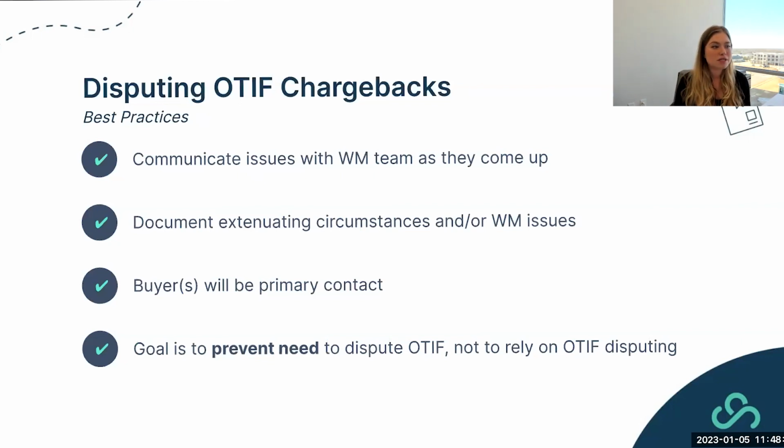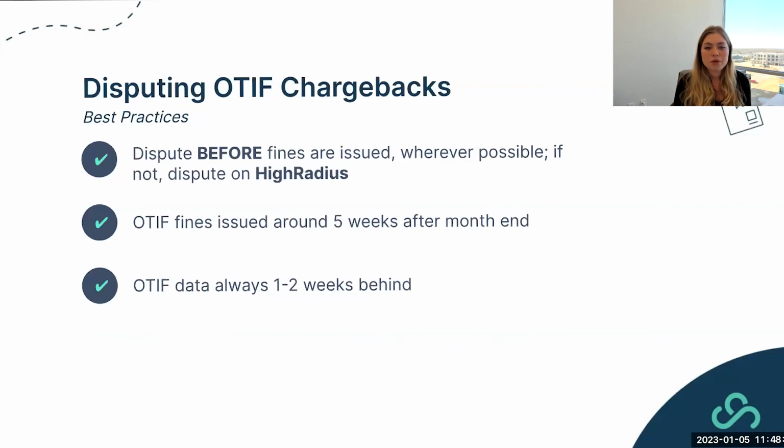But Walmart makes mistakes and things happen. You're going to dispute fines before they're issued with your buyer whenever you feel like that's a great option for you. And if not, you're going to rely on HighRadius. OTIF fines, like I mentioned before, are usually issued around 5 weeks after month's end. However, we don't have the newest schedule for 2023 or fiscal year for Walmart 2024. We will try to send that to you guys once we have it. And then Walmart data is always 1 to 2 weeks behind, so your Walmart OTIF score might be updating as they're getting additional information. It's really important that you're in there and you're double checking.